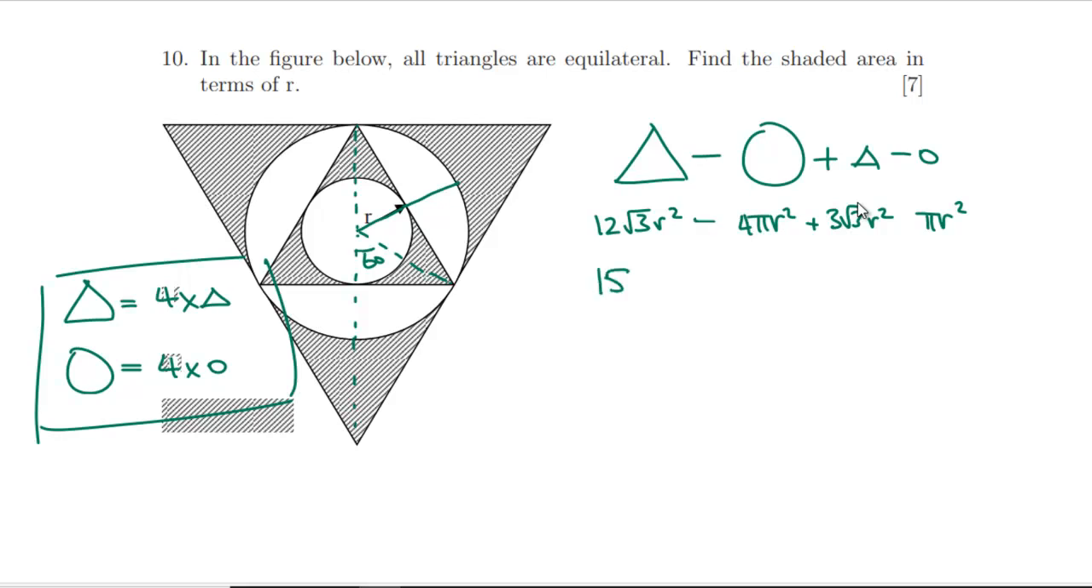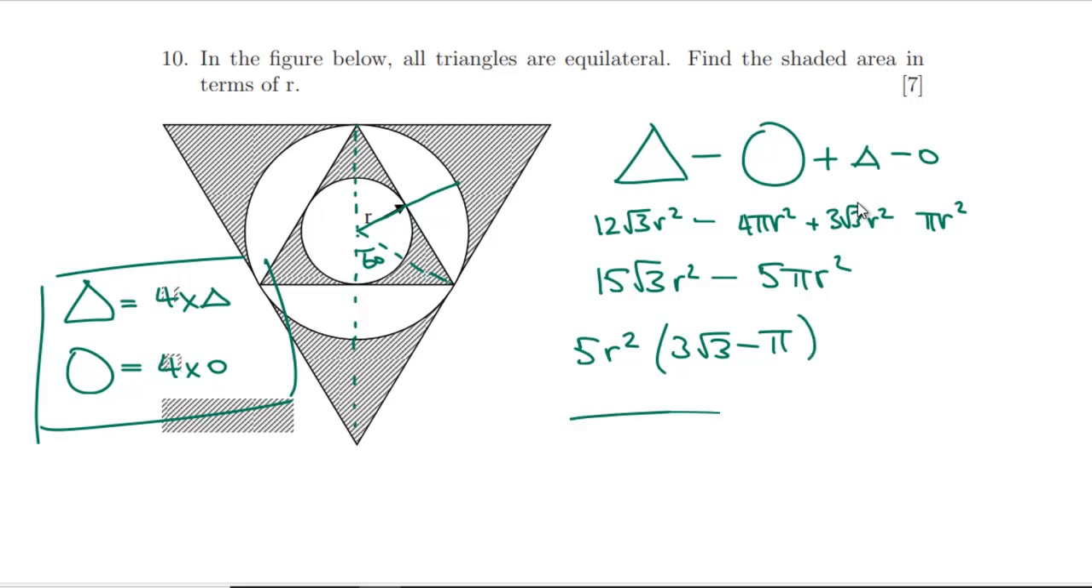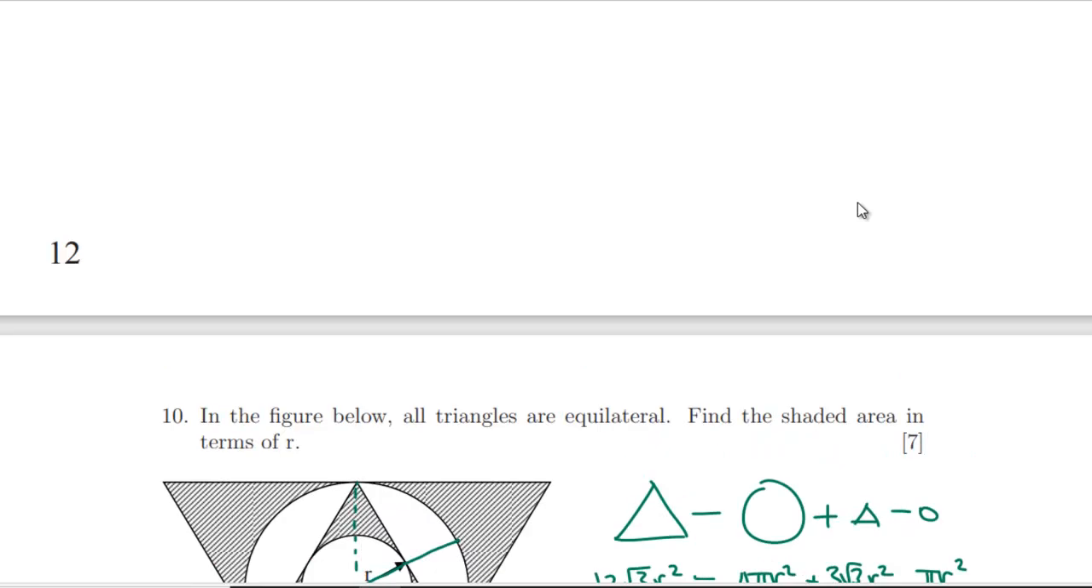So we've got 15 root 3 r squared minus 5 pi r squared. So we can factorize the 5r squared. So we've got 3 root 3 minus pi. Wow, that was a quick 7 marks. That was really quick. So it shows again the value of not necessarily doing everything in order. If you can pick up 7 marks as quickly as that, then go for it.